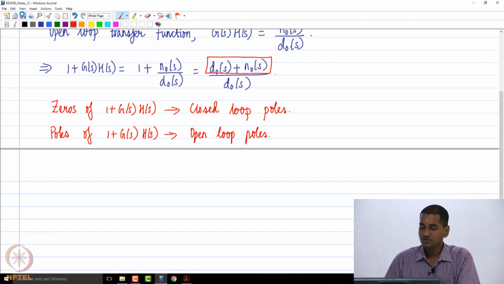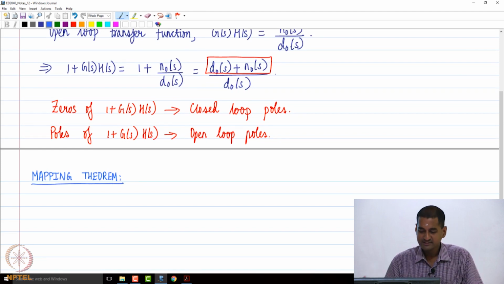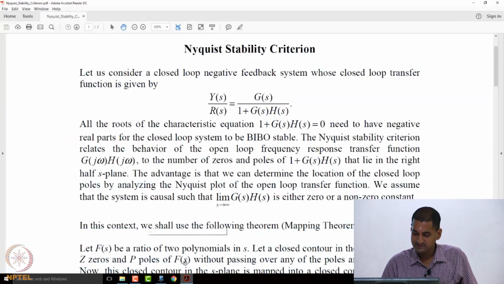All right. In order to answer that question, the first concept we are going to look at is what is called the mapping theorem. So let's look at this theorem. What does this theorem tell, and how are we going to utilize this theorem for our purpose?